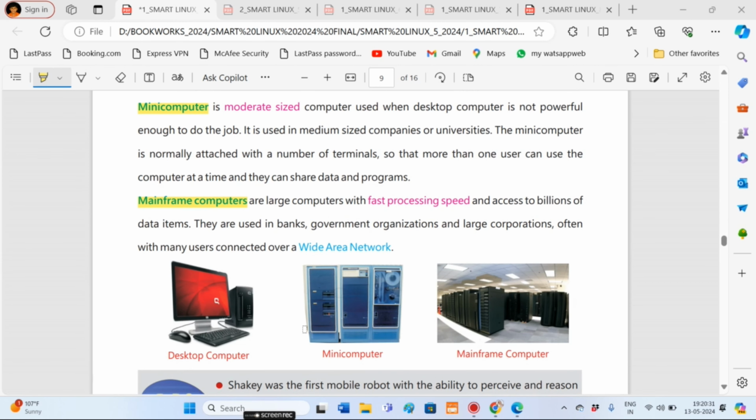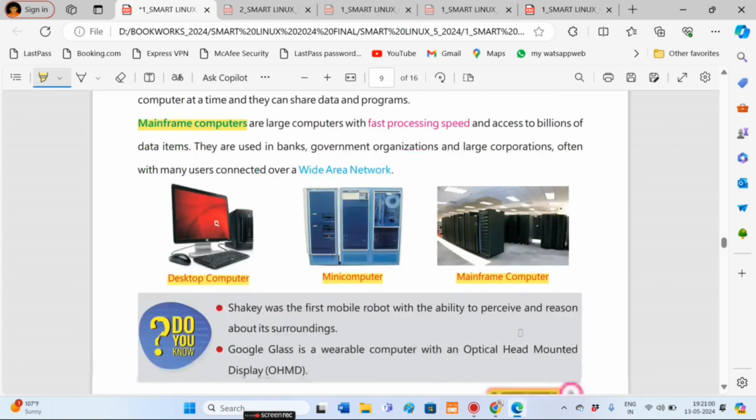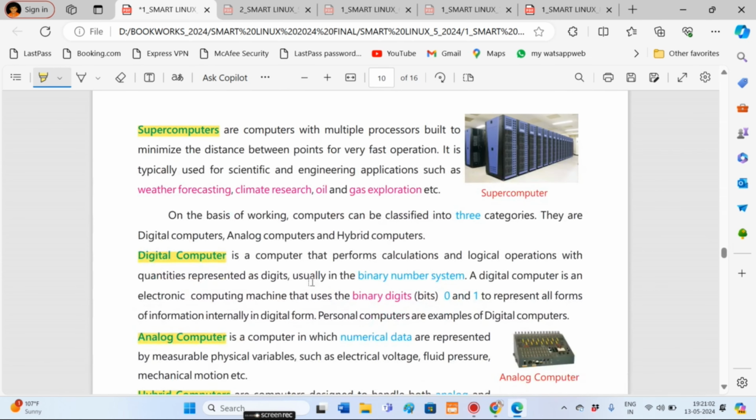Mainframe computers are large computers with fast processing speed and access to billions of data items. They are used in banks, government organizations and large corporations, often with many users connected over a wide area network. So this is a desktop computer, which is a microcomputer, and this is a mini computer, which is used in medium sized companies, and this is a mainframe computer, which is used in banks, government organizations, large corporations. Okay.